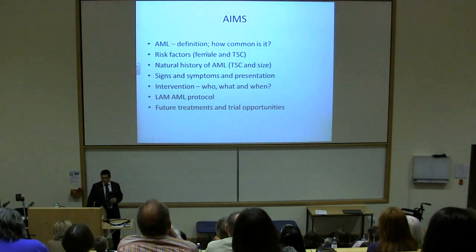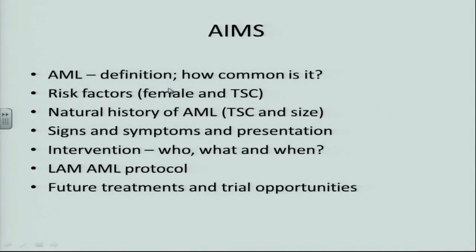So what I'm going to go through, well, what is an AML? How common is it? What causes it? What's the natural history? How often does it grow? How often does it cause problems? And when it does cause problems, well, what are the signs and symptoms? And how often, and how does it tend to present? I'll also be talking about, well, what interventions are available, and should we be intervening? And if we do, when should we be intervening?